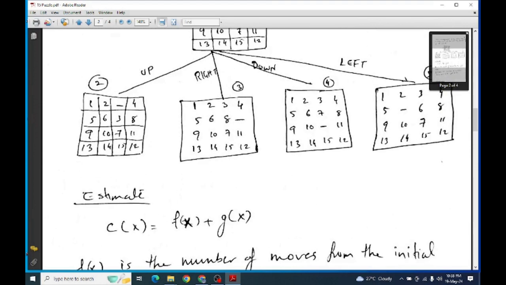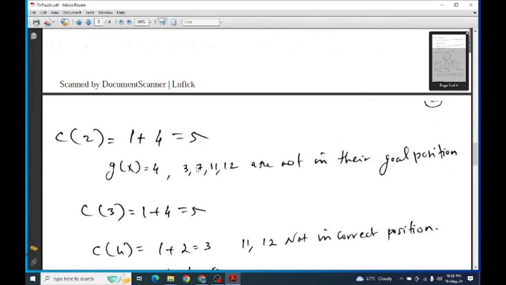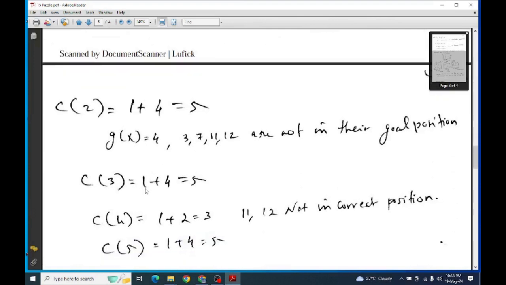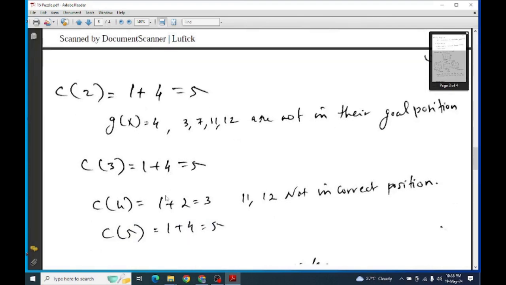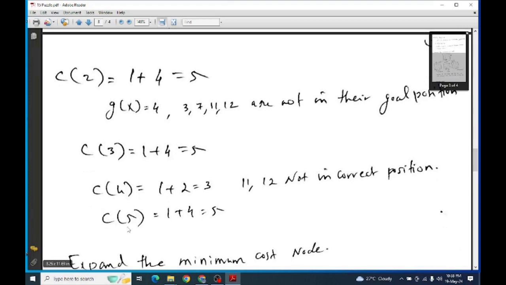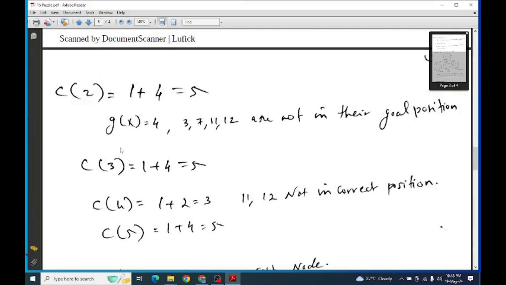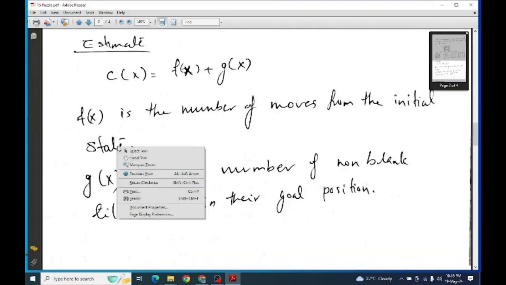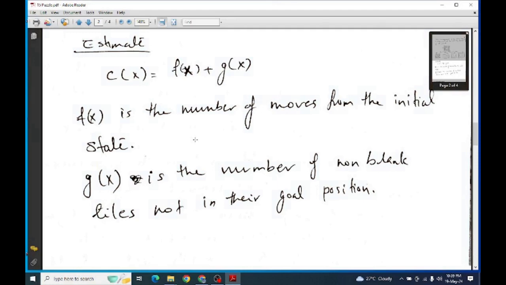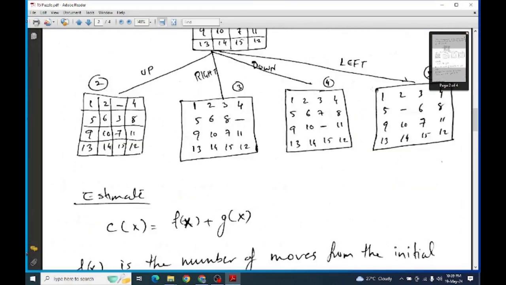it is reached by one movement, and tile 8 not in the right position, 7 not in the right position, 11 not in the right position, 12 not in the right position. So again 1 plus 4. State 3 is reached with one movement and 4 tiles not in the right position. In a similar way, the costs of state 4 and state 5 will be evaluated. Okay, now we got all the costs. State 2, state 3, state 4 and state 5.